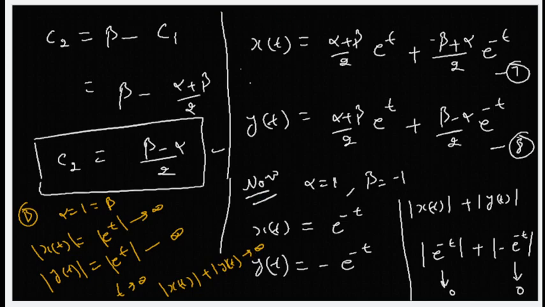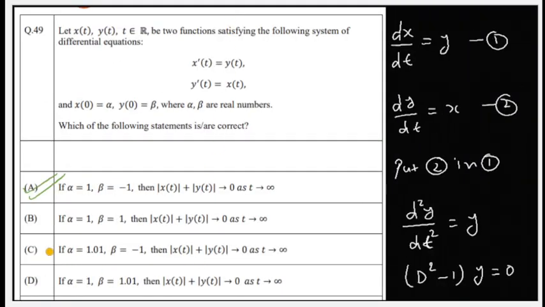So the second option is wrong because it says mod of x t plus mod of y t tends to 0, but as you can see, it tends to infinity if alpha and beta both are 1. So this option is false. Similarly, if you take alpha equal to 1.01 and beta equal to -1, again this option is incorrect. And similarly, with the same method, option D is again incorrect. So option A is correct, and B, C and D are the incorrect options.